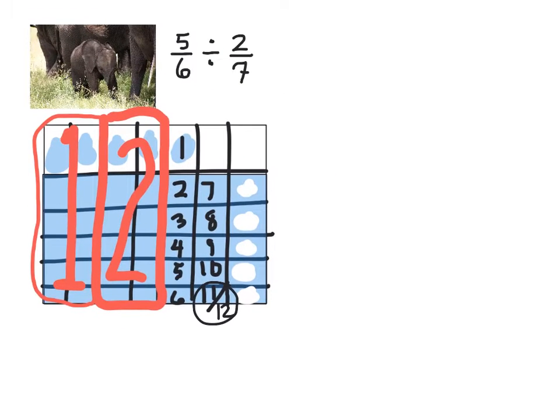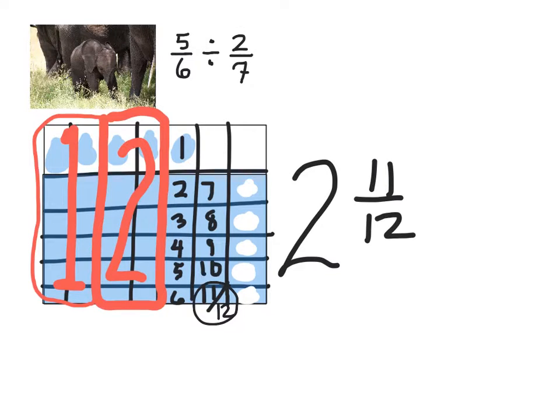So how many trunkfuls does she have? Well, she has 2 and 11 twelfths. And you can see that right here. Here's one trunkful. Here's a second trunkful. There's still a little bit of water left in that bucket, right?